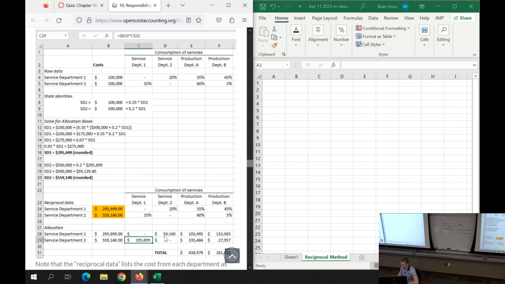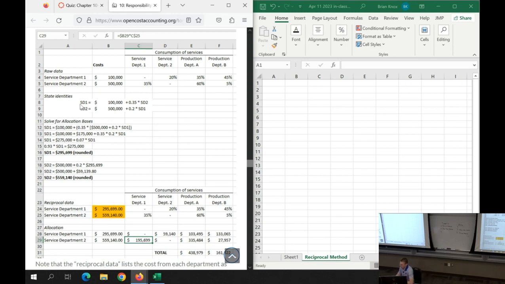Because look, we solved for and got 59,140 from Service Department 1 to Service Department 2. Guess what? SD2's allocation base is its original 500,000 plus 59,140, so that cancels out exactly. And SD2 is allocating to SD1 195,699, which happens to be the exact amount over its original 100,000 that Service Department 1 is. So we want these two numbers that make everything cancel out just right and maintain the original percentages and the entire interdependency. We're going to solve for the right number. Where do the lines cross? That's what we're doing here.